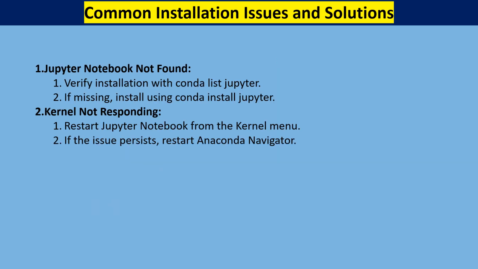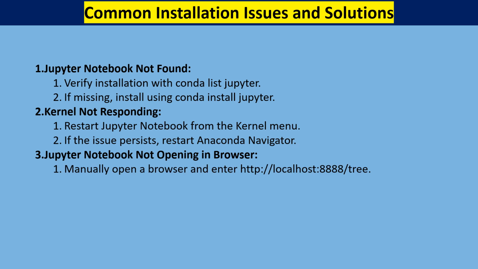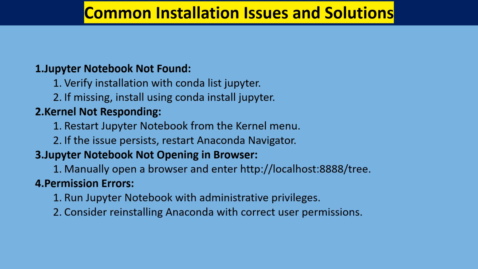Common installation issues and solutions. A missing Jupyter Notebook can be resolved by reinstalling or updating packages. Kernel issues may arise due to excessive memory usage or package conflicts. Browser access issues can be bypassed by manually opening the provided URL. Permission errors can occur in multi-user environments and may require system administrator intervention.